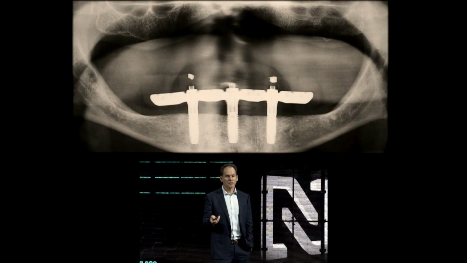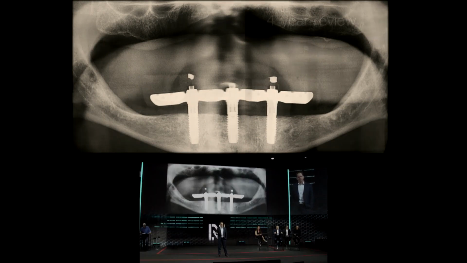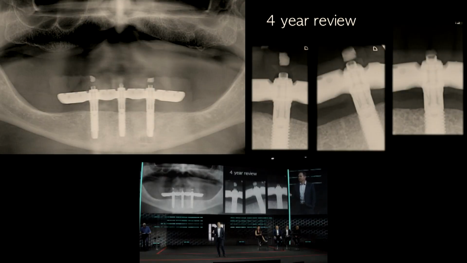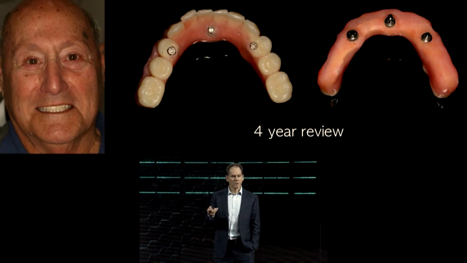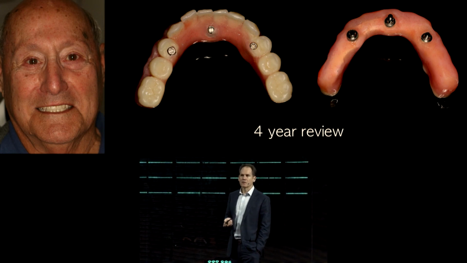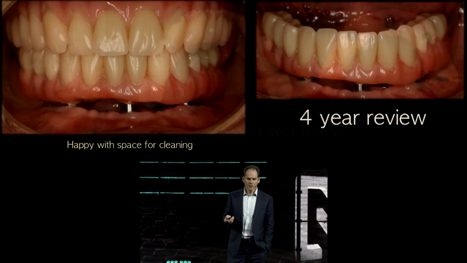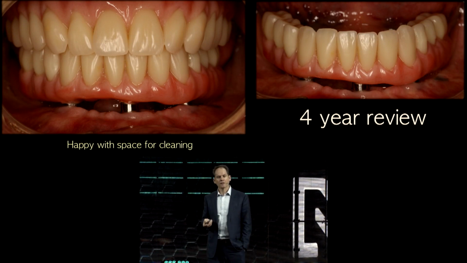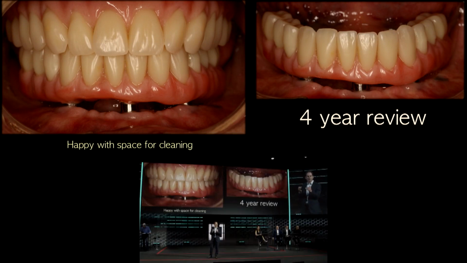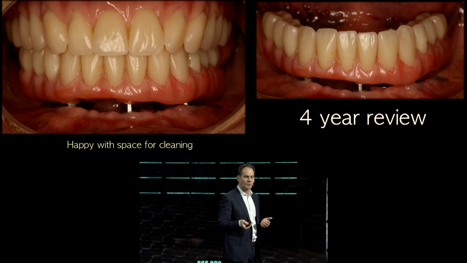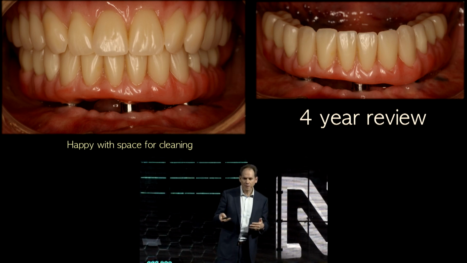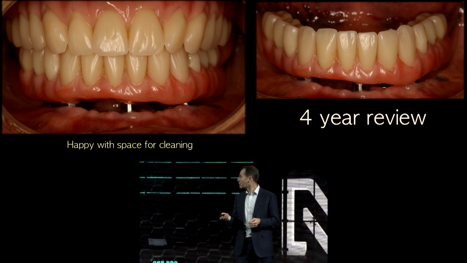And so that's what this looks like on the OPG at the time of delivery. And this is at the 4-year review. There's been an indiscernible loss of any bone around those implants. There's been some wear and tear of the restoration, as you would expect, over 4 years. And this is the typical resorption of the tissues, so there is a bit of a space between the undersurface of the bridge. But he's happy with that because he can clean it very easily. We can, of course, reline it because it's a wraparound type of bridge, but he's happy with that.